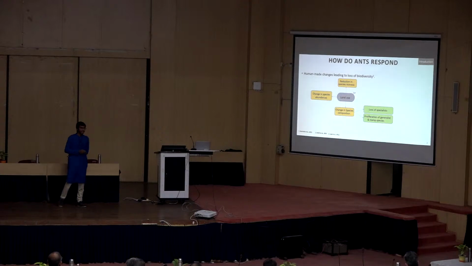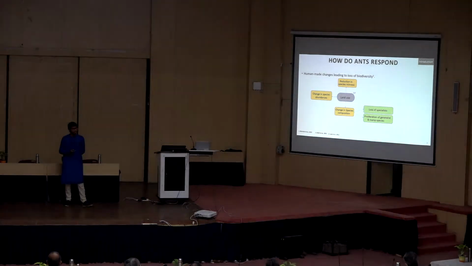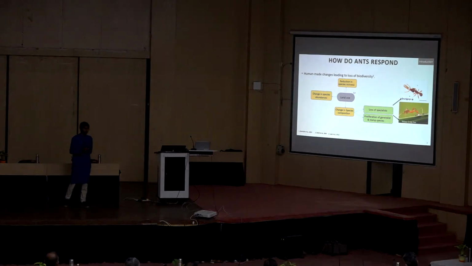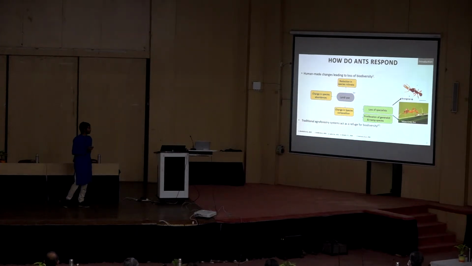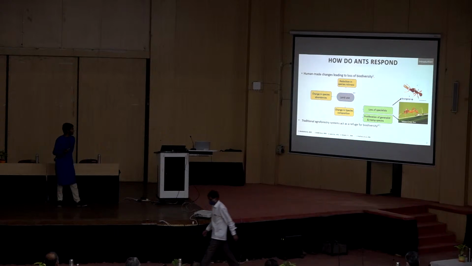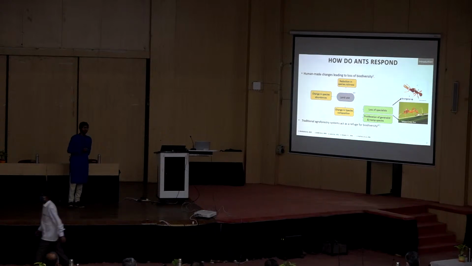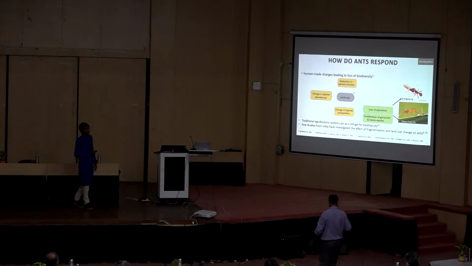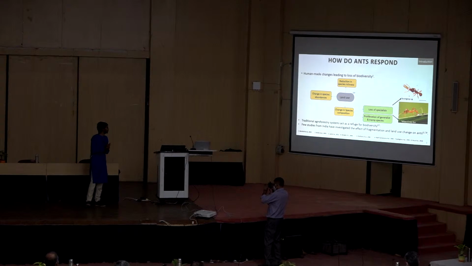If you see land use change, ants have been shown to respond by reduction in species richness, change in their abundances, or change in their composition, which can happen either by the loss of specialist species or proliferation of generalist and exotic species. But traditional agroforestry systems like native shaded coffee plantations have been shown to act as refuge for biodiversity in an otherwise inhospitable landscape. And few studies from India have investigated the effect of fragmentation and land use change on ants.